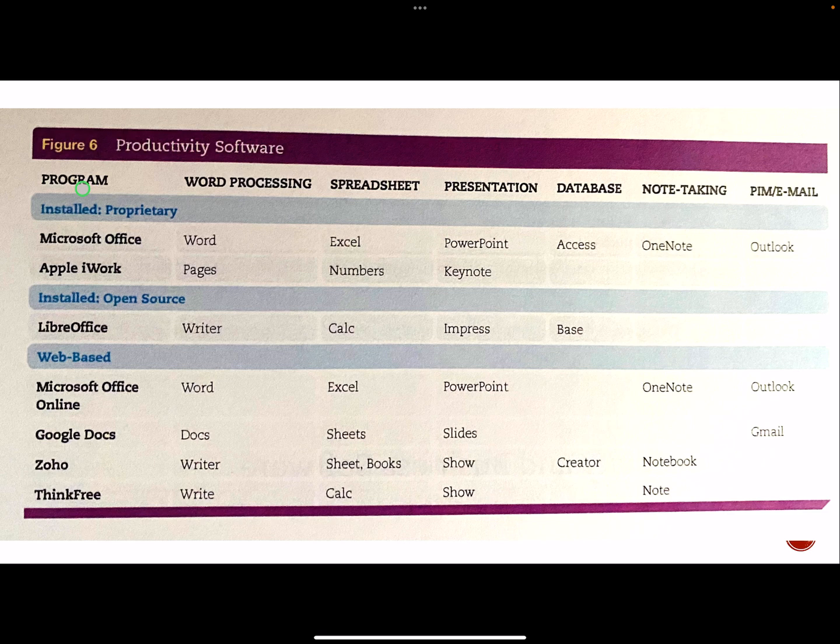So you can see on here, you have Microsoft Office. You can see the different types according to your needs, the type of programs. You have iWork, and remember those will only work on Apple machines: Pages, Numbers, and Keynote. And then you have some open source, and you have web-based, where it's strictly web-based. You don't download it to your computer, and you can see how it is broken down into the different programs.